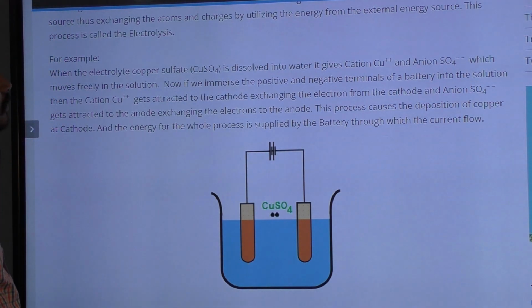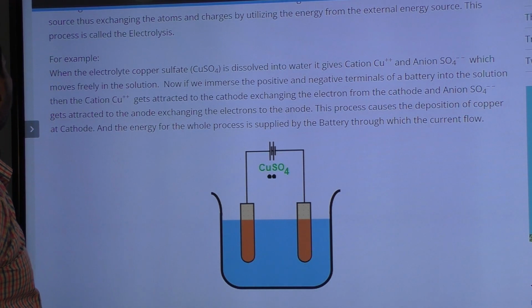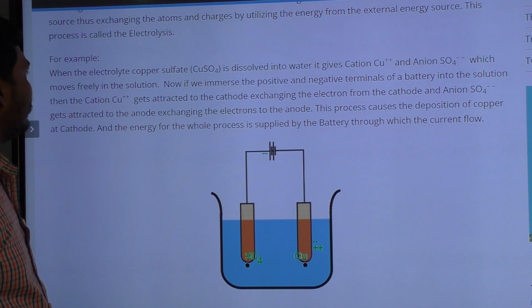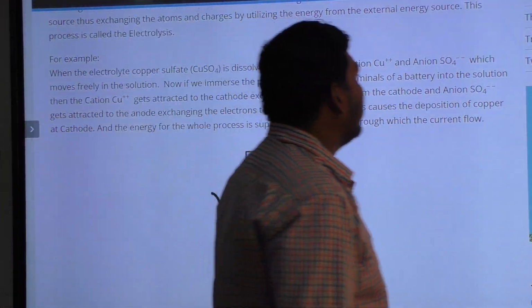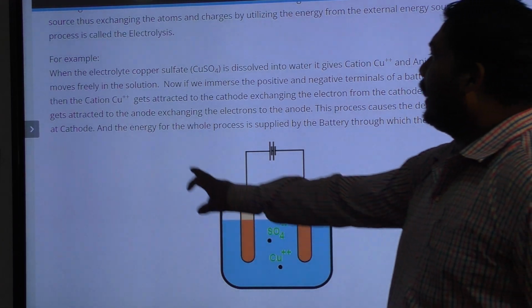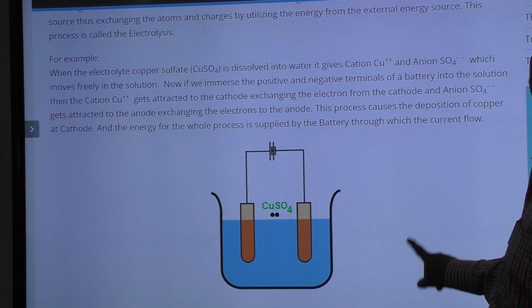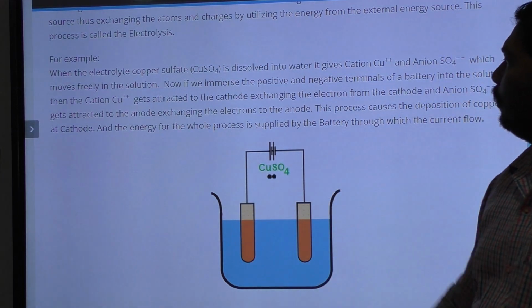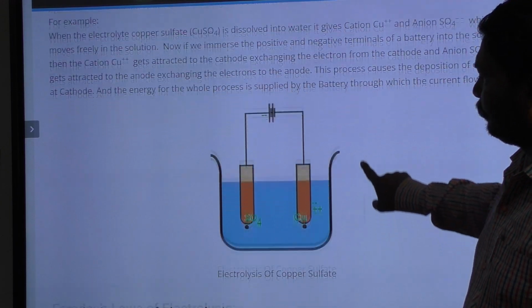Now if we immerse the positive and the negative terminals of the battery into the solution, then the cation Cu++ gets attracted to the cathode, exchanging the electrons from the cathode, and the anions SO4 get attracted to the anode, exchanging the electrons to the anode. This process causes the deposition of copper at the cathode, and the energy for the whole process is supplied by the battery through which the current flows.